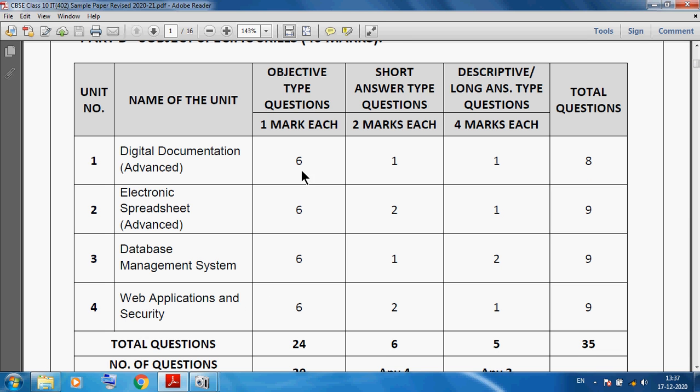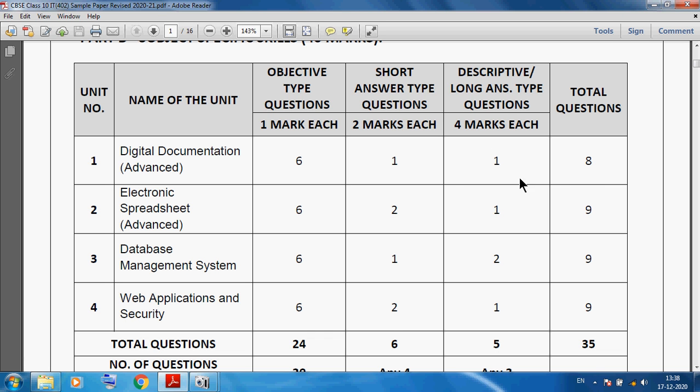You can see MCQ questions: 6 in electronic spreadsheet, 6 in database, and in web application you can see 6. In short answer, digital has 1, electronic spreadsheet 2, database 1, and web application 2. And descriptive long answer is 4 marks each. So in digital 1 question of 4 marks, electronic spreadsheet 1 question of 4 marks, database management 2 questions of 4 marks, and web security 1 question of 4 marks.